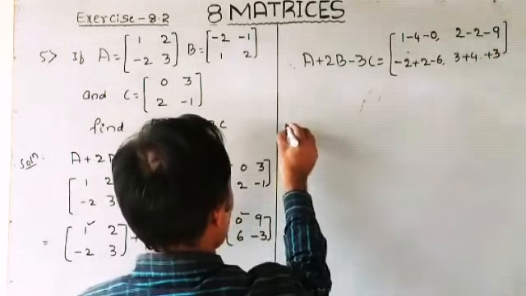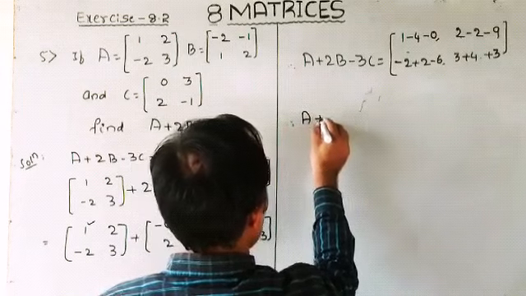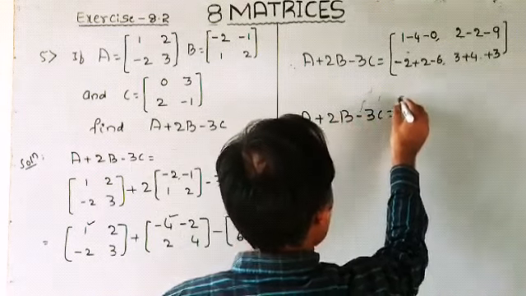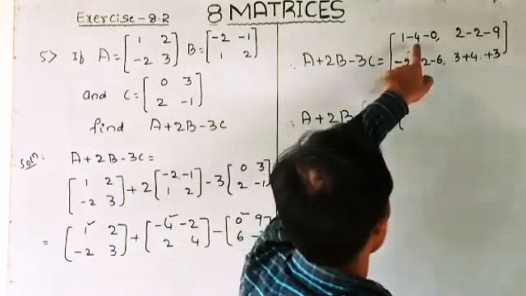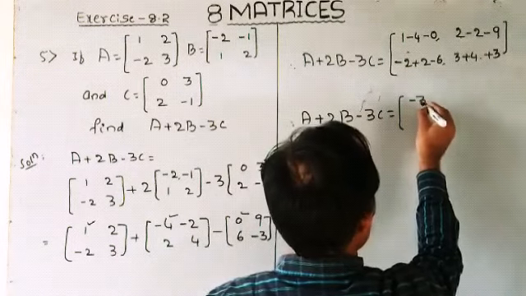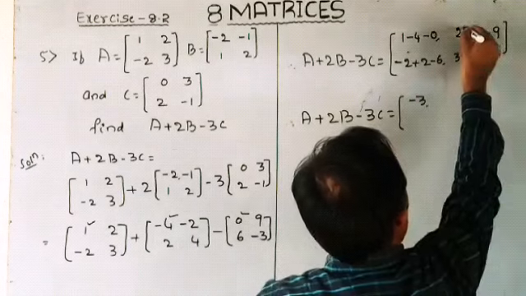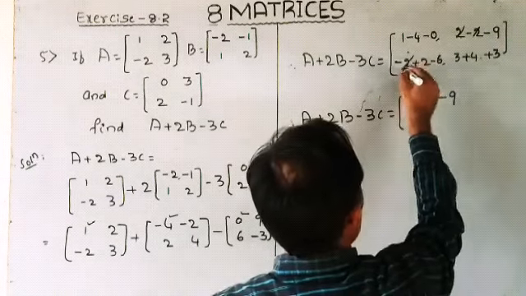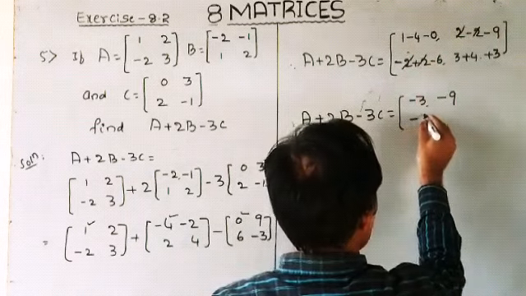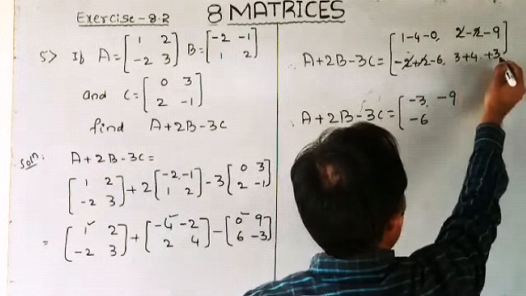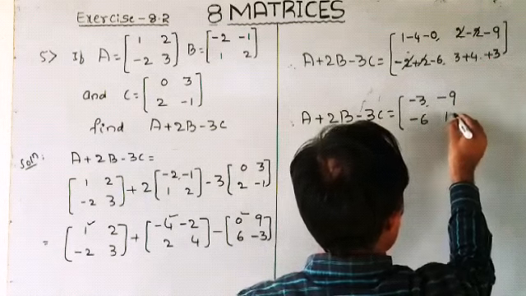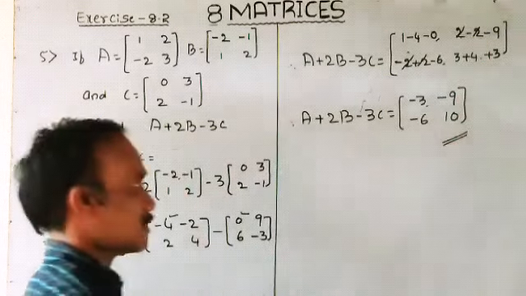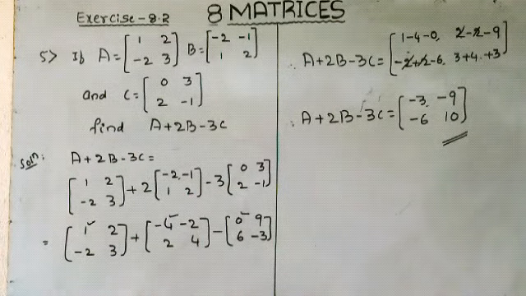So the final answer: A plus 2B minus 3C is equal to 1 minus 4, that is minus 3, plus 2 minus 2 cancels, minus 9, plus 2 minus 2 cancels, minus 6, 3 plus 3, 6 plus 4, so 10. So this is the final answer. Okay? Right.